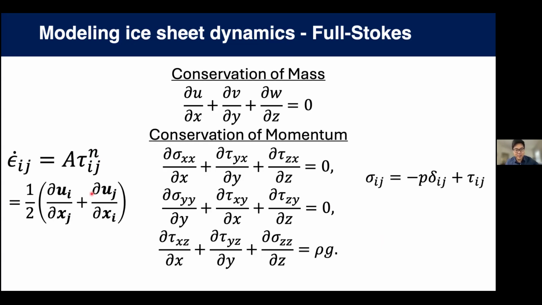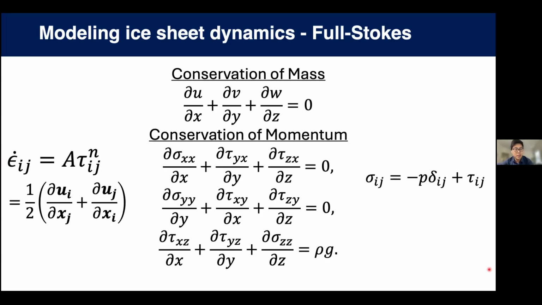The strain rates are directly related to the velocity gradients by definition. And also by definition, the total stress sigma can be related to the deviatoric stress tau through the pressure in the ice. So with these, we have all these ingredients that allow us to express everything as a system of differential equations modeling ice velocities. But like I mentioned earlier, it's pretty expensive to solve in this form.